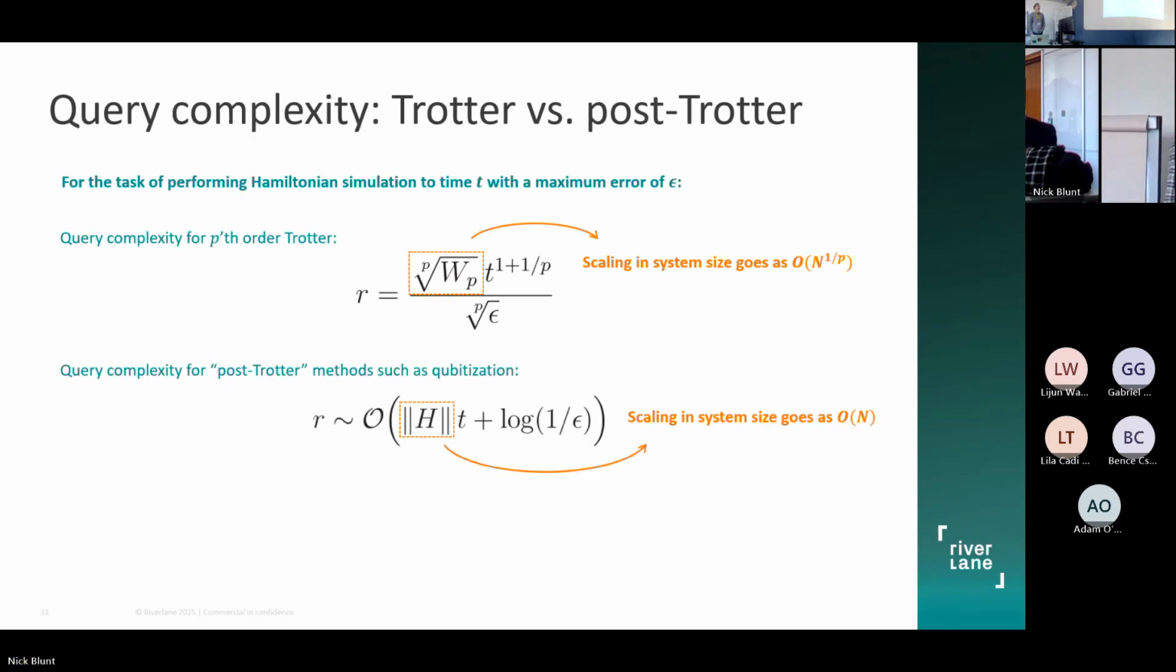Okay. So just to briefly show this slide again from earlier, we're comparing the Trotter and post-Trotter scaling. We've just shown that this Trotter error norm, W_p, is order n. And so we're going to get system size scaling n to the 1 over p. Whereas for qubitization, this norm of the Hamiltonian is necessarily going to go as order n, which is why for lattice models like the Hubbard model, these methods can often win out overall.